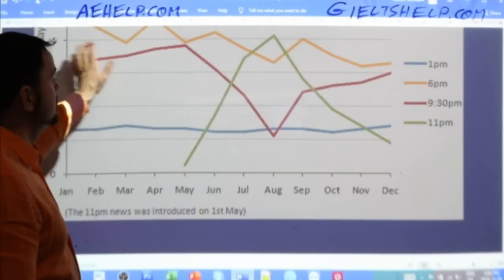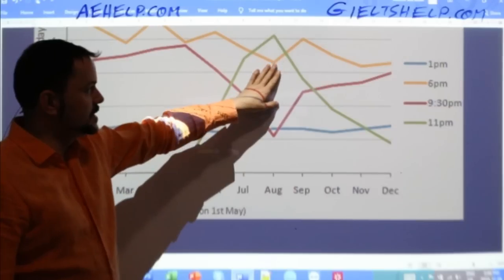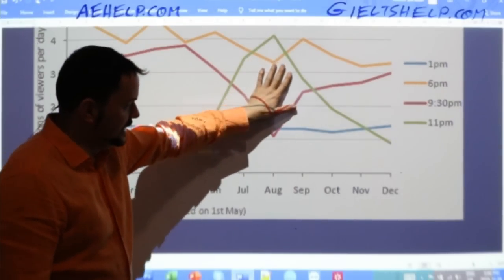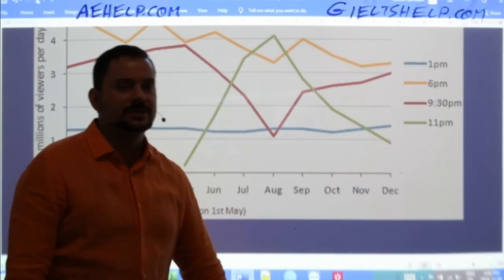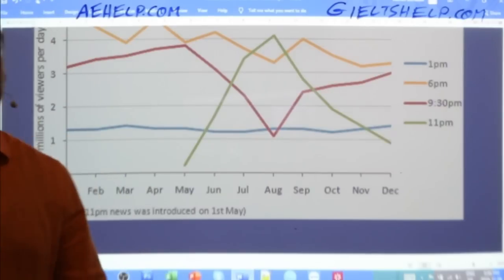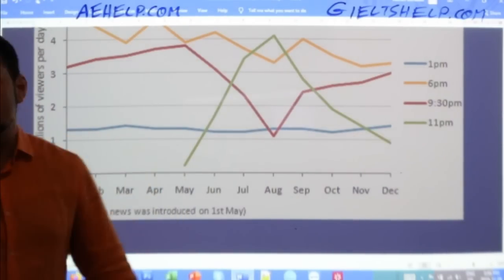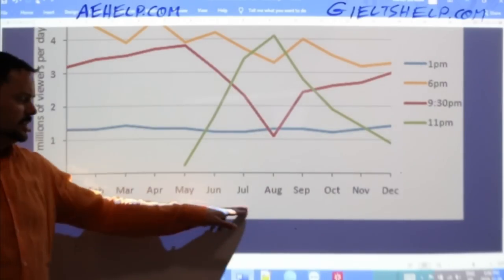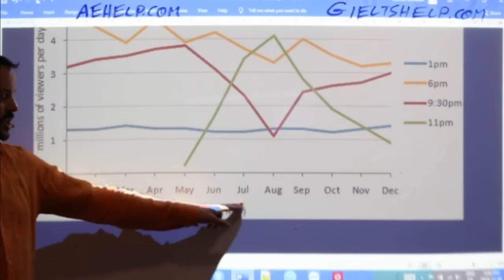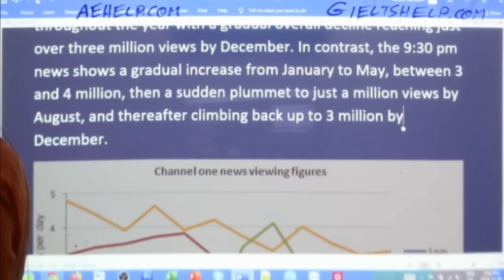And in August, it's a little over 4 million. And then following after August, it starts this rapid decline, falling below the other times all the way till December. Okay, so use some of the language that I just introduced to you and describe the 11 p.m. news. Okay, use this piece of information. Anytime you see an annotation like this, some additive information, make sure to use that in your writing to enhance your score. Okay.